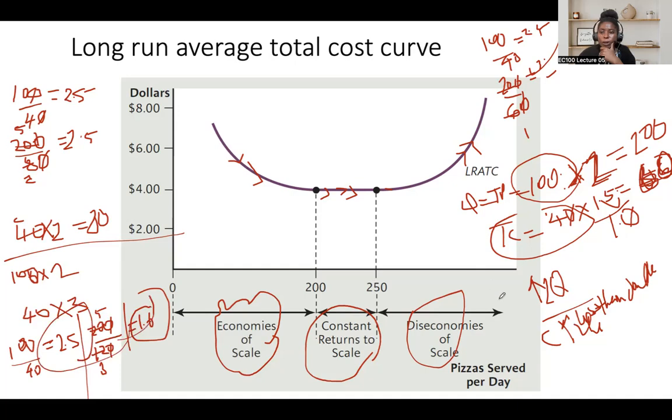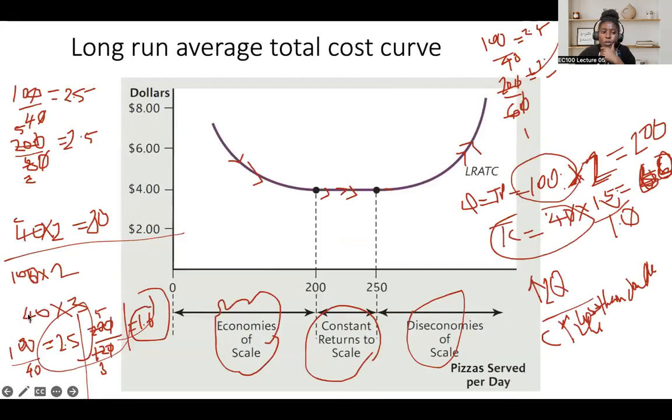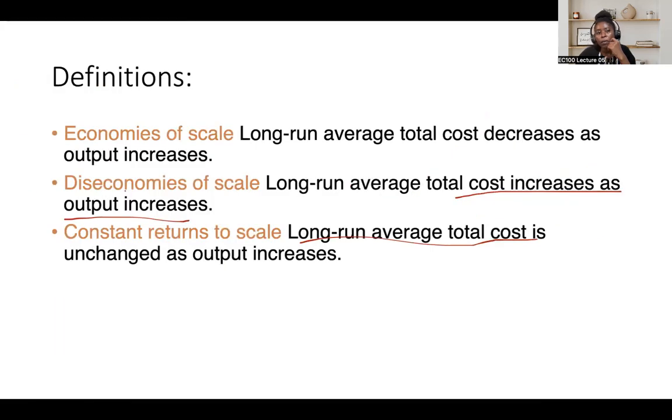So this is what we call diseconomies of scale. The average total cost, sorry, it's supposed to be here. So diseconomies: long run average total cost increases as output increases. So you see the total cost was more than triple. It increased more than the increase in output. Okay, I hope that is clear.